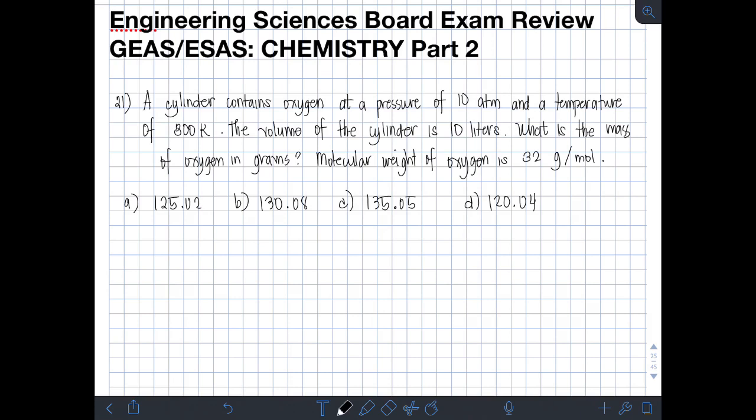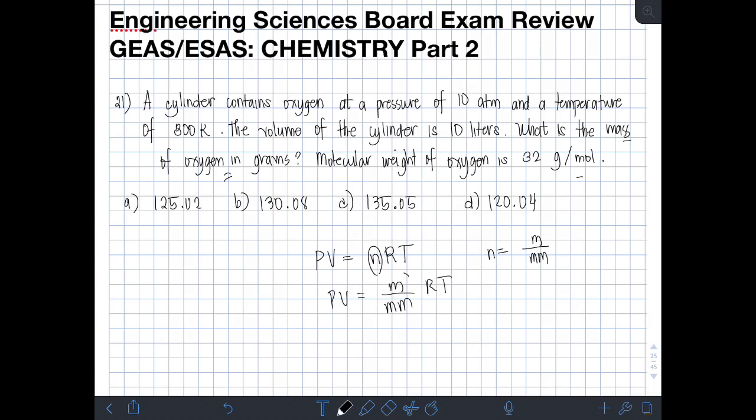Okay, so gagamitin natin dito yung equation na PV is equal to nRT. Pero ang pinapahanap kasi sa atin is itong mass ng oxygen. So itong number of moles, dahil given naman yung ating molecular weight or molar mass na 32 grams per mole, convert natin into mass over molar mass. So, therefore, PV is equal to mass over molar mass times RT.